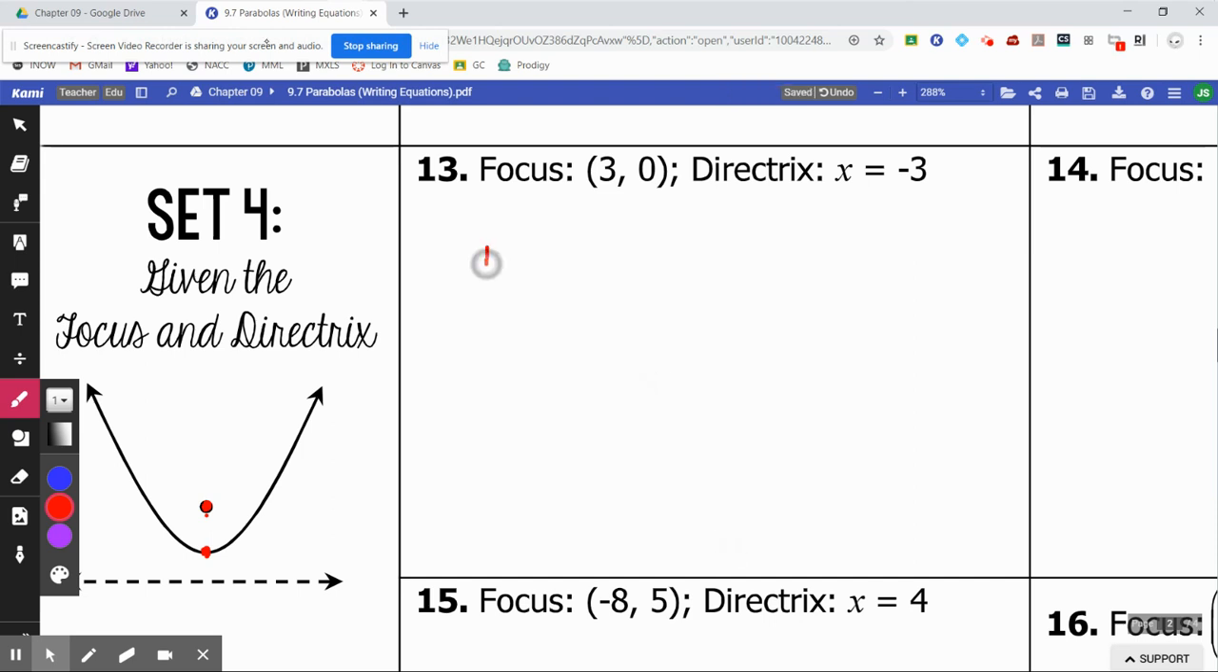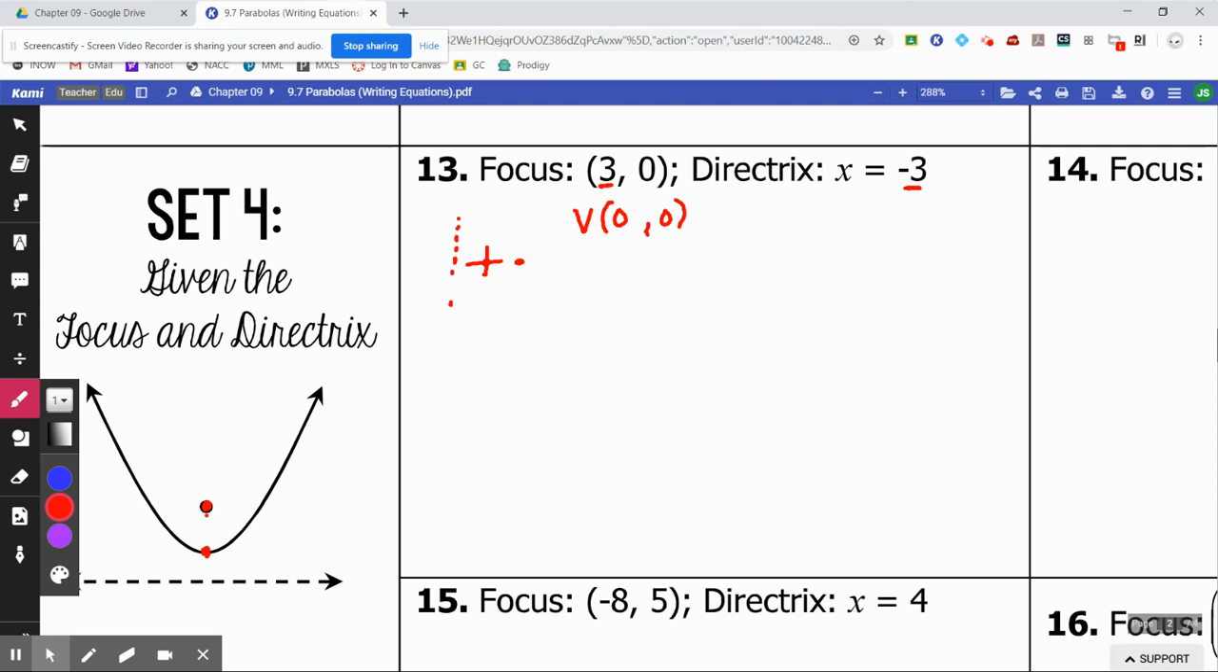So here, let's sketch this out. We have a focus at 3, 0, which would be over here. We have a directrix at x equals -3. So our vertex will be directly in between the two. The y value of our vertex is going to be the same as the y value of our focus. The x value will be the middle of these two values. To find the middle, you can add them and divide by 2, just like we did on the midpoint, and you get 0. So therefore, our vertex is 0, 0, and now you work it the same as the other ones.